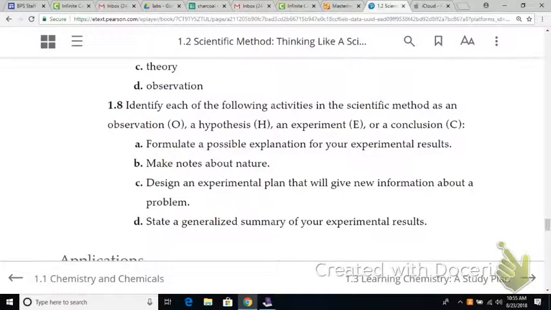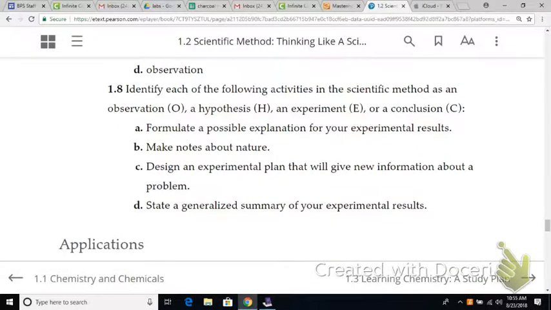So, 8, as you go down through that: formulate a possible explanation for your experimental results. What would that be? Hypothesis. B, make notes about nature. Observations. Design an experimental plan. Experiment. And then state a generalized summary of your experimental results. Conclusion. Questions? Okay, we'll go to the next one.